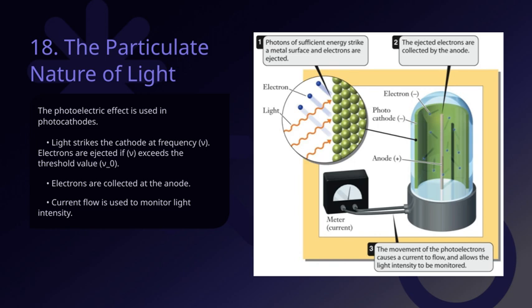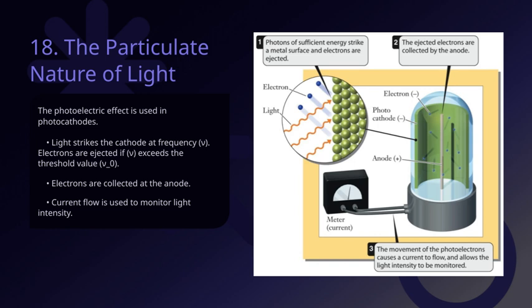Next, consider how light interacts with the cathode. Light of a certain frequency, which we call nu, strikes the cathode. If this frequency exceeds a specific threshold value, nu0, electrons are ejected from the surface. This threshold frequency is crucial because it explains why not all light causes emission. Only light with enough energy or frequency can do so. This entire process is what we refer to as the photoelectric effect.